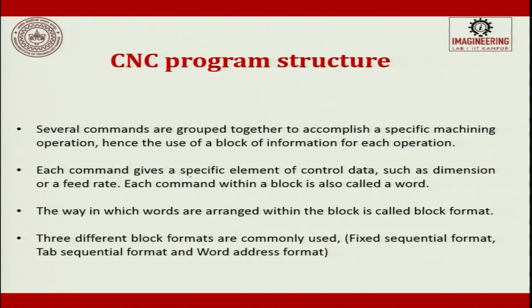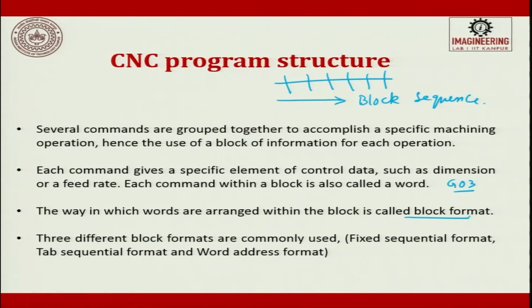Each command gives a specific element of control data such as dimension or feed rate. Each command within a block is called a word. So, G03 is a word. The way in which words are arranged within the block is called the block format. So, I said a line: what has to start and how it has to end. So, this is a block sequence, right. That is also a block format.